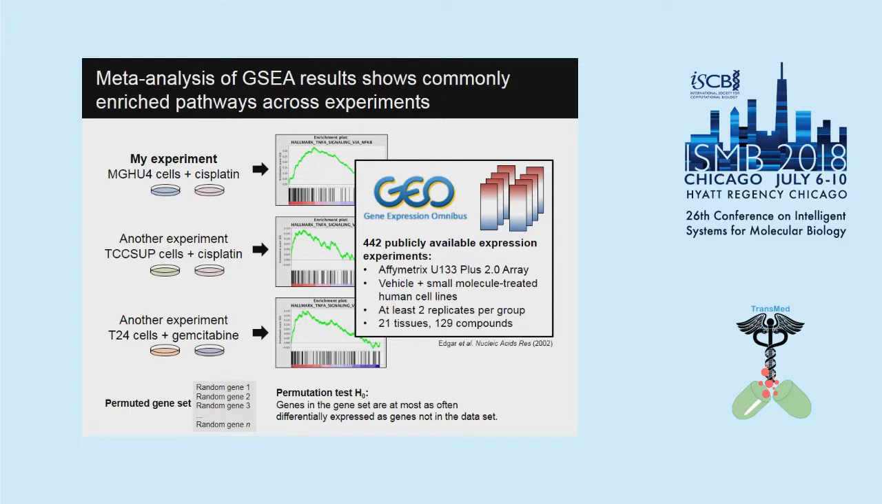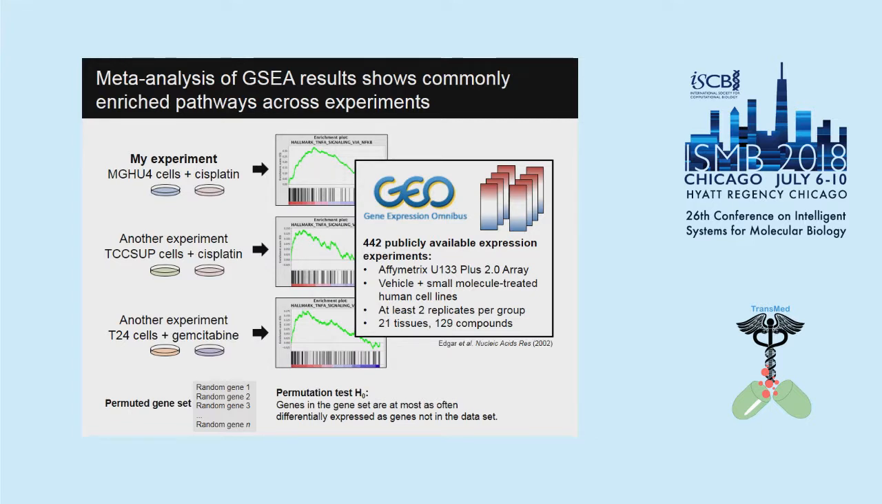I started by just going to GEO and finding all of the data sets that I had available to me that used the same microarray just to keep the gene annotation straightforward at first. All of these data sets had human cells, at least 2 replicates per group, and treated with a small molecule inhibitor or an appropriate vehicle control. And really the goal here was to arrive at the most diverse set of experiments possible so that we could test and see whether these pathways really were being positively enriched across a wide variety of conditions.